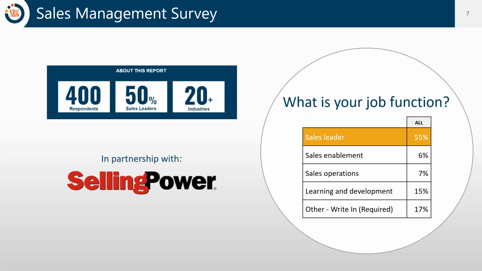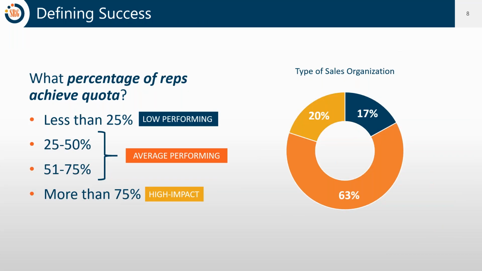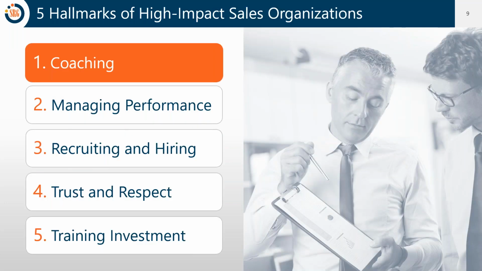And if you go to the next slide, what we were trying to find out is what are some of the key characteristics of a high-performing team with respect to sales management. And what we found is that about 20% of the organizations were what we call high impact or high performing, meaning that over 75% of the reps were achieving quota. So what we noticed about those teams that had 75% or more achieving quota were 5 key characteristics.